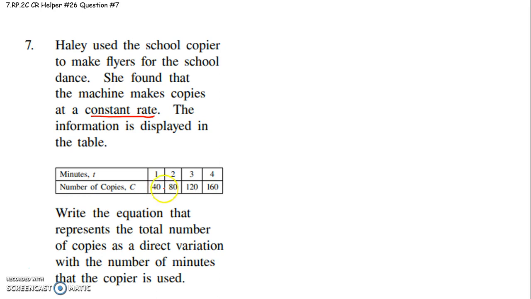Constant rate just means if you make 40 copies in the first minute, then you'll also make 40 more in the second minute, 40 more in the third minute. That's a constant rate. The information is displayed in the table below.